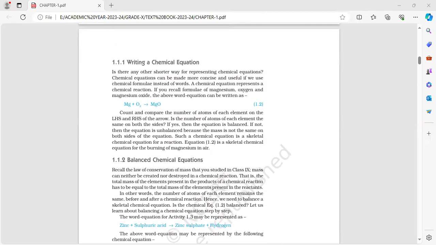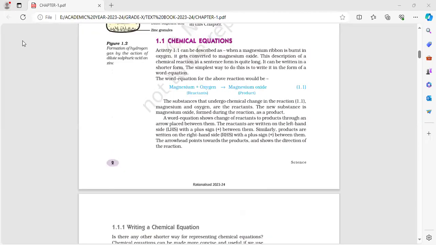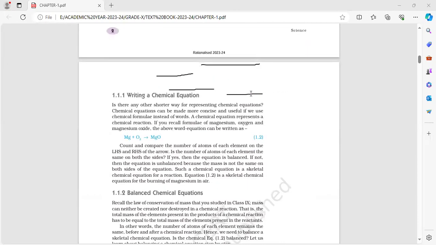Now, writing a chemical equation. So, how to write a chemical equation? See, first he is talking about the sentence. The sentence is quite long. So after the sentence, the short form is writing the word equation. Again, the word equation is also long when you compare. So finally, I try to make it in a much shorter method by using symbols, the symbols of a chemical equation.